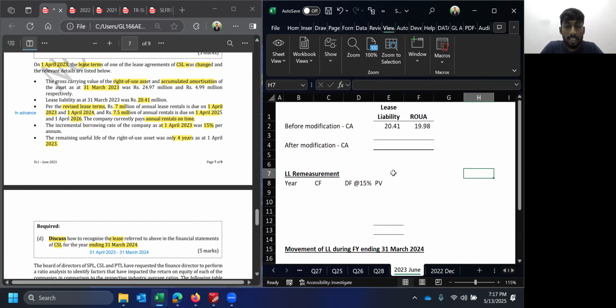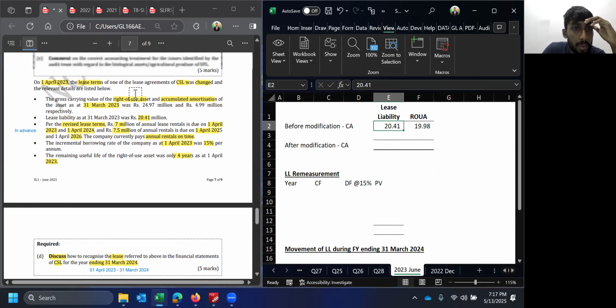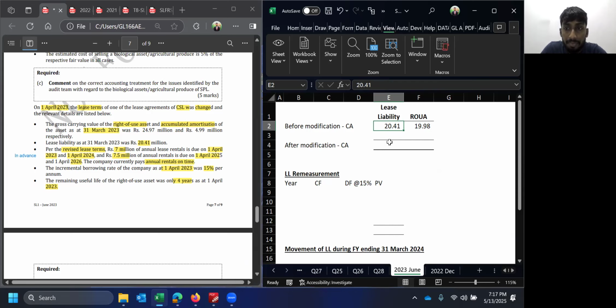Okay. Now you can see here I have the carrying amount of lease liability before the lease modification. It is 20.41 million. Then the right of use asset carrying amount before lease modification is 19.98. How did I get that? I have the gross carrying amount of 24.97. From that, I am removing the accumulated amortization, right?